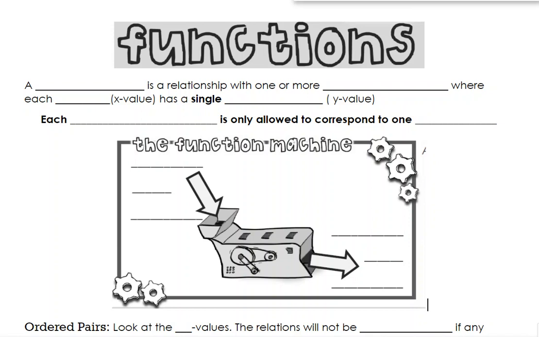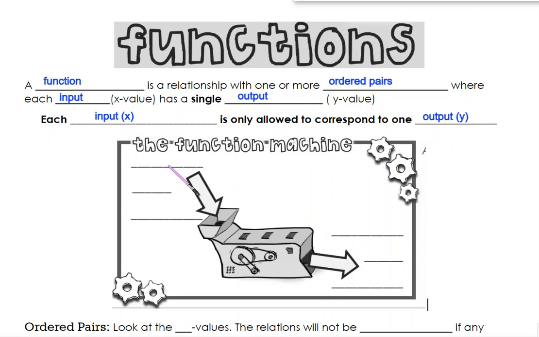All right, so functions. A function is a relationship with one or more ordered pairs where each input or x value has a single output or y value. Each input or x value is only allowed to correspond to one output or y value.